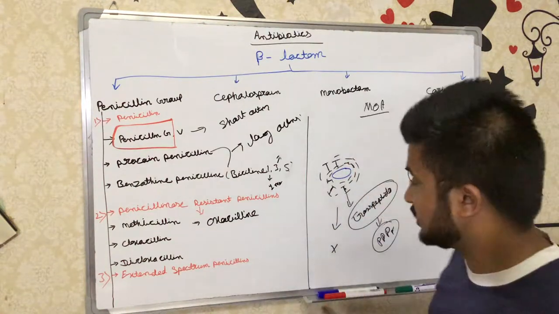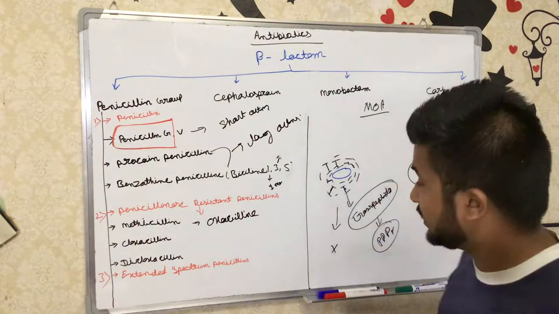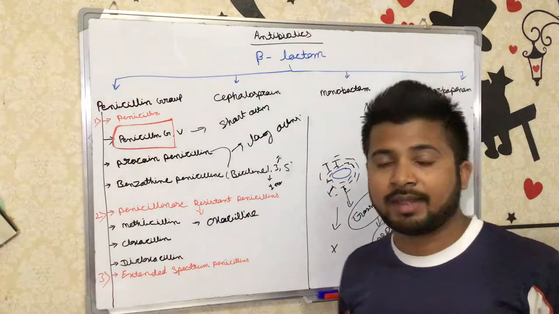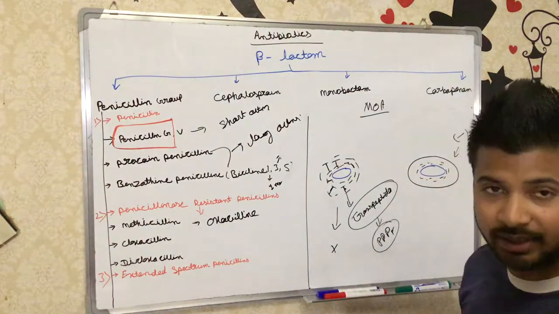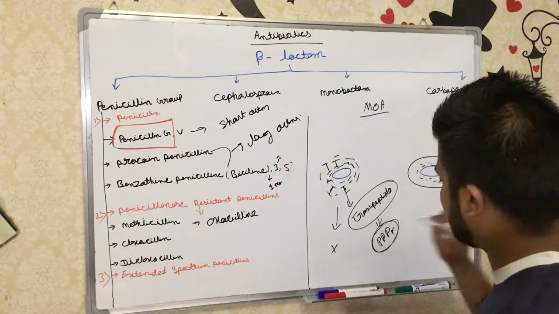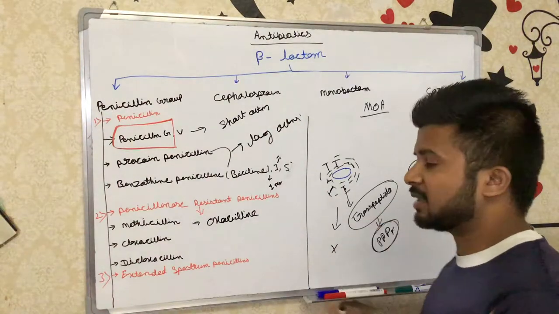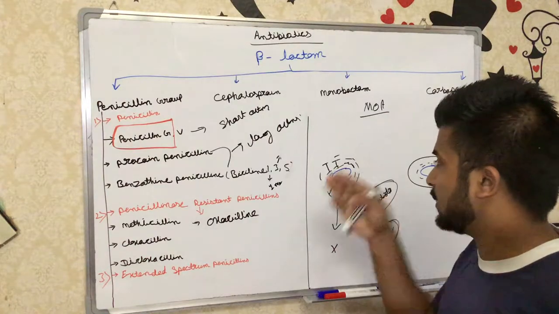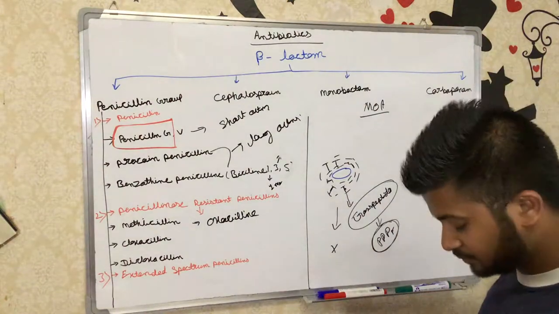And what will occur after that? The cell wall becomes deficient, and the inner layer of the bacteria will swell and can burst, and eventually the bacteria will die: bactericidal action. So the penicillin binding protein is a bacterial enzyme. Along with the transpeptidase, some other enzymes also take part in maintaining the peptidoglycan layer, but the main one is the transpeptidase.